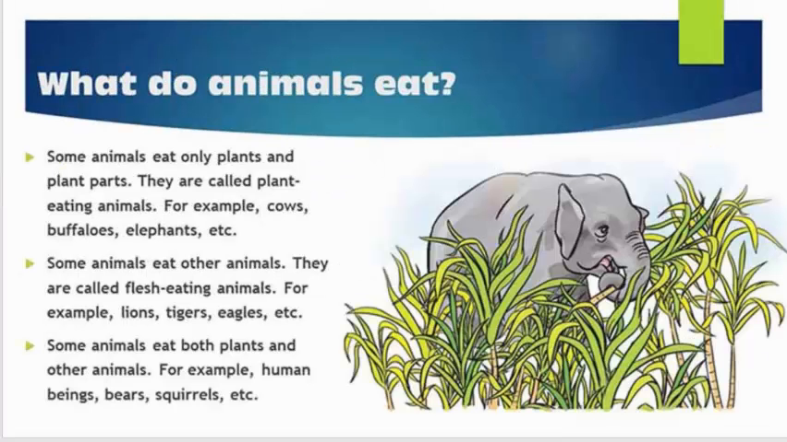If we talk about what animals eat, animals cannot make their own food. Animals like cows and buffaloes eat grass and elephants eat sugarcane. Animals like lions, tigers and cats eat other animals. However, green plants make their own food with the help of water, air and sunlight.